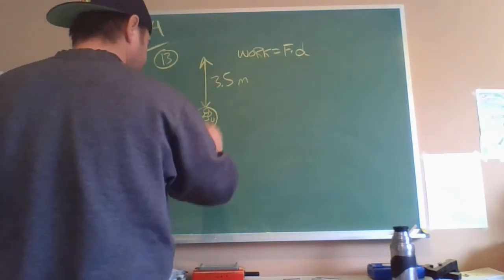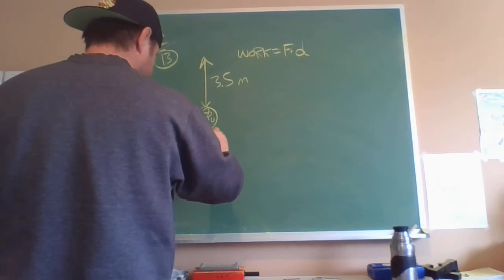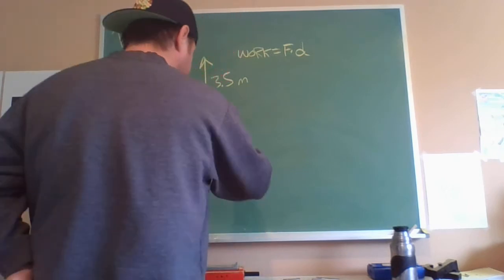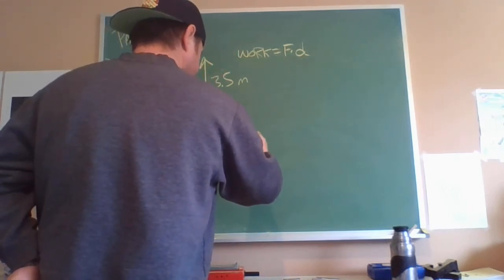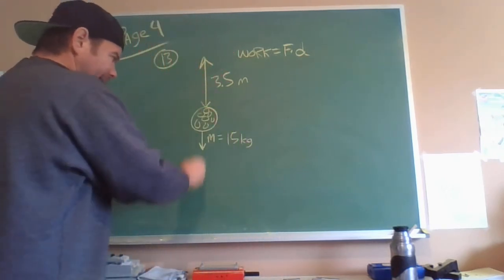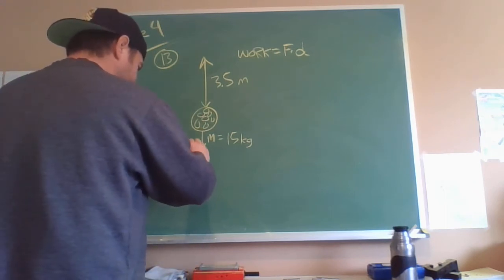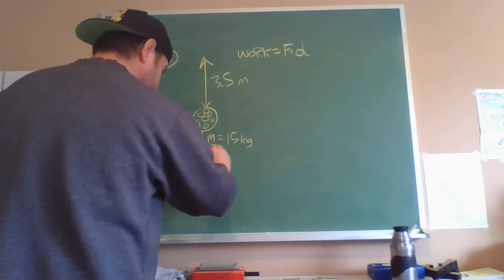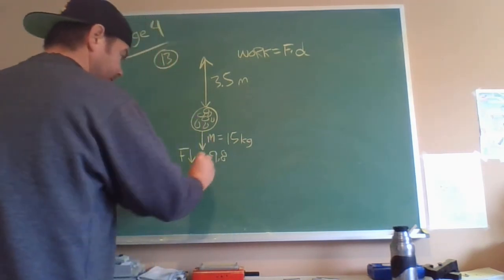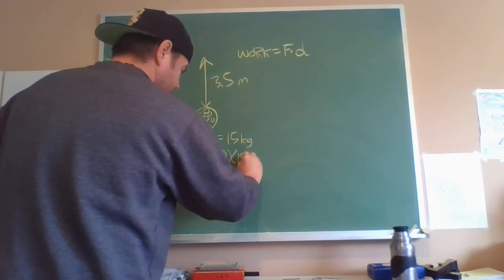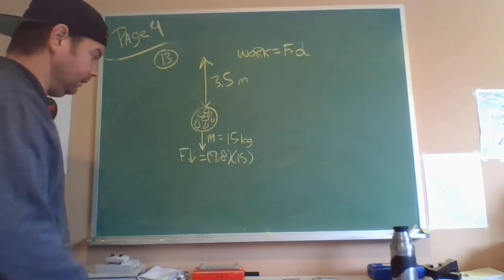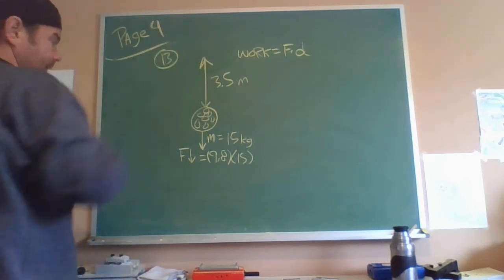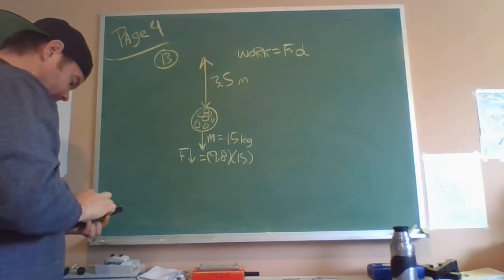What about the force though? We know the mass. Okay, mass is equal to 15 kilograms. So the actual weight of these potatoes, or the force that's being applied downwards, is equal to mass times acceleration, where the acceleration is 9.8, the acceleration due to gravity. So the force that needs to be applied to get this sack of potatoes to move up is 9.8 times 15.